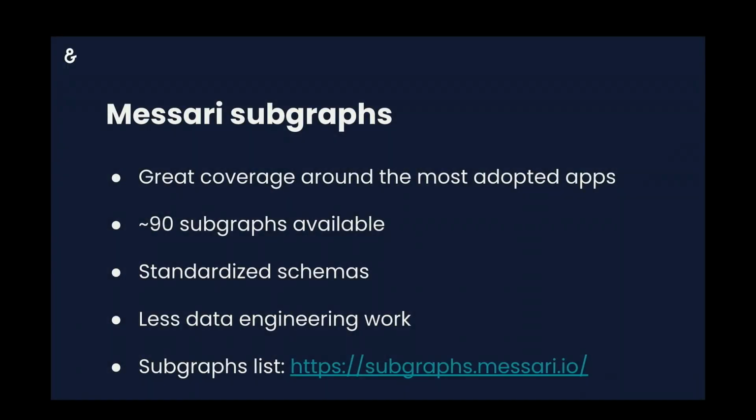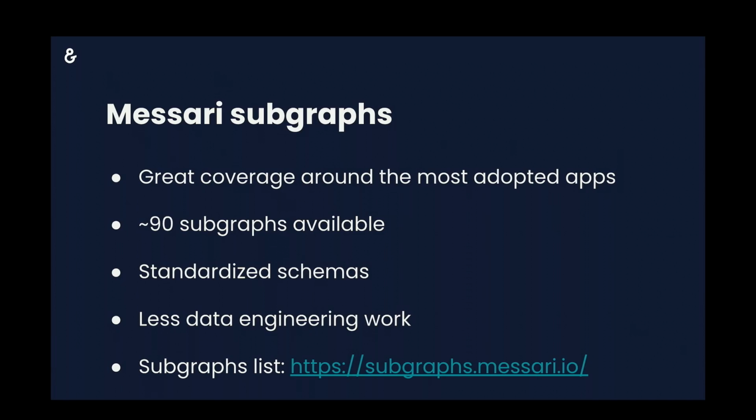So I said before, on subgraphs, it's a decentralized network, and everybody can publish a subgraph there, so not all have the same quality. Also, a lot of subgraphs are built by the dApp teams, basically to power their front end. But if you really have these data science use cases or requirements, then another structure would be needed. And that's where the Messari subgraphs come into play.